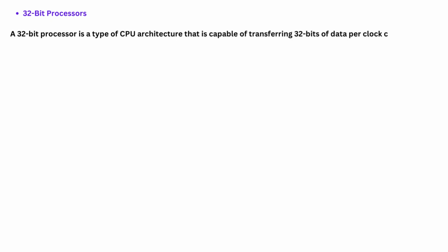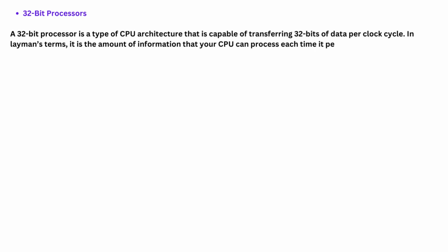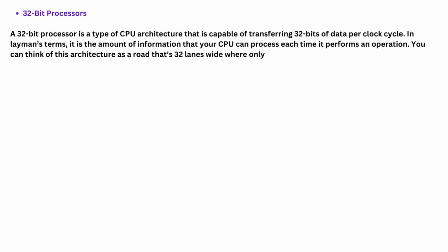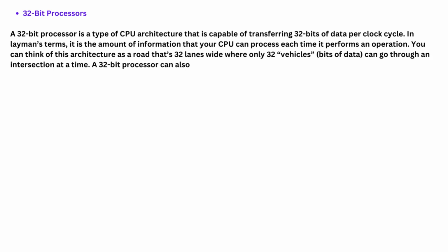32-bit processors. A 32-bit processor is a type of CPU architecture that is capable of transferring 32 bits of data per clock cycle. In layman's terms, it is the amount of information that your CPU can process each time it performs an operation. You can think of this architecture as a road that's 32 lanes wide where only 32 vehicles, bits of data, can go through an intersection at a time. A 32-bit processor can also support a 16-bit operating system as well.